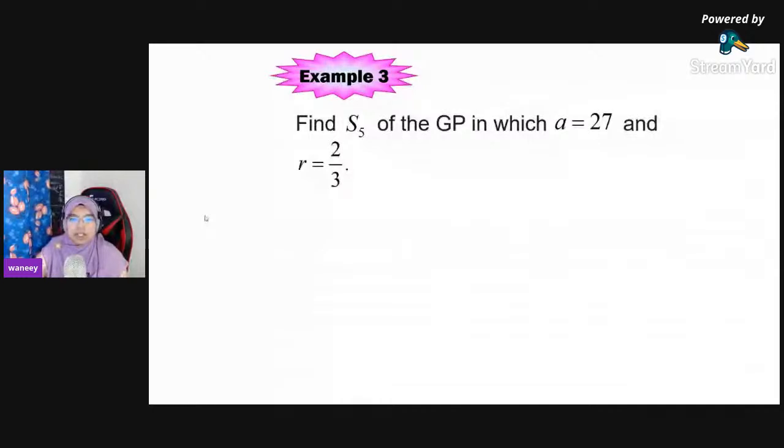Okay, so now example 3, find S5 or sum of the first 5 term of the geometric progression in which A is equal to 27 and R is equal to 2 over 3. Should I give you some time?